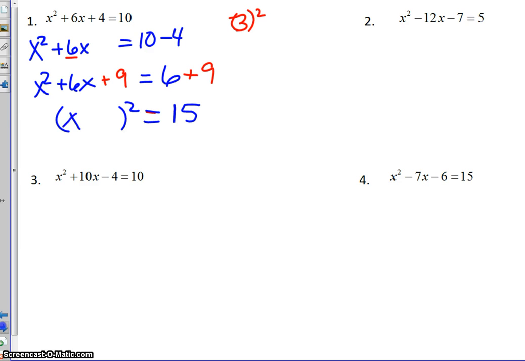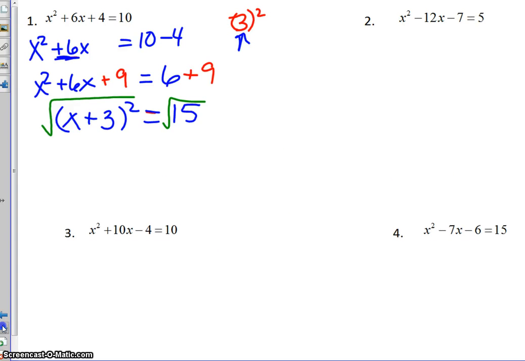Well, it's always going to be half of your original coefficient of your x. So here it's x plus 3. If this would have been a minus here, it would have been x minus 3. Now my setup is that I'm going to want to take the square root of both sides. So when I take the square root of both sides, I'm getting x plus 3 equals plus or minus the square root of 15.